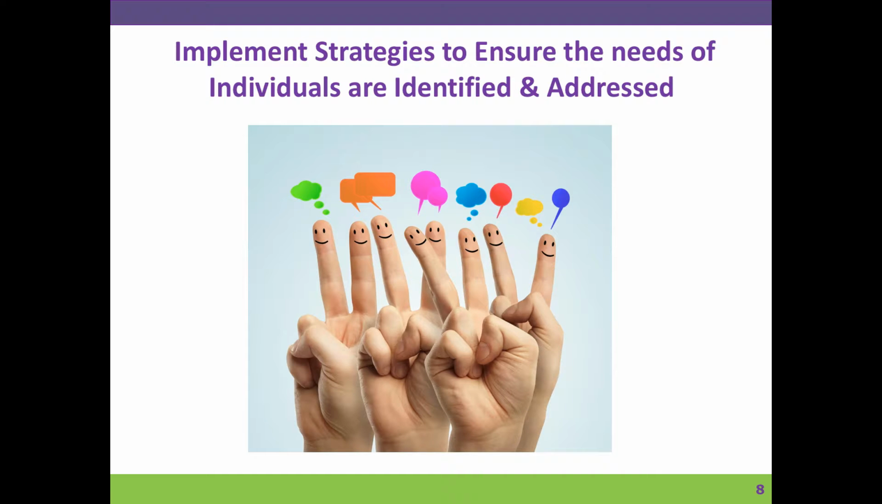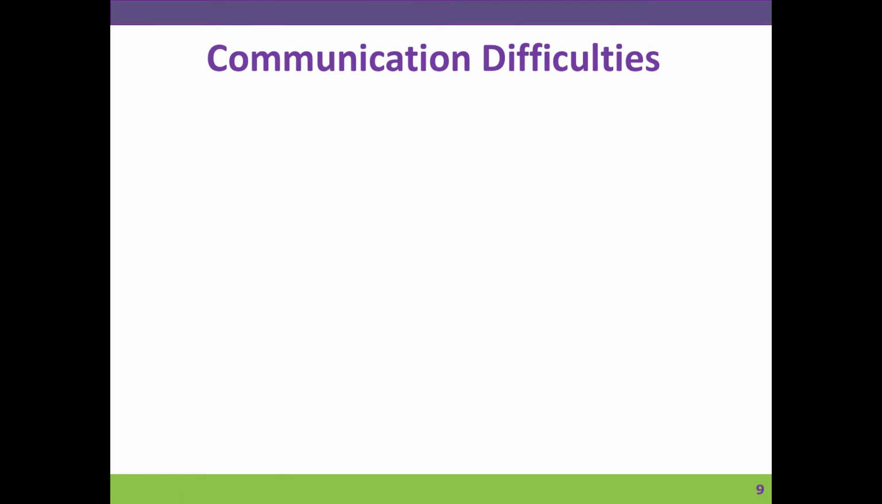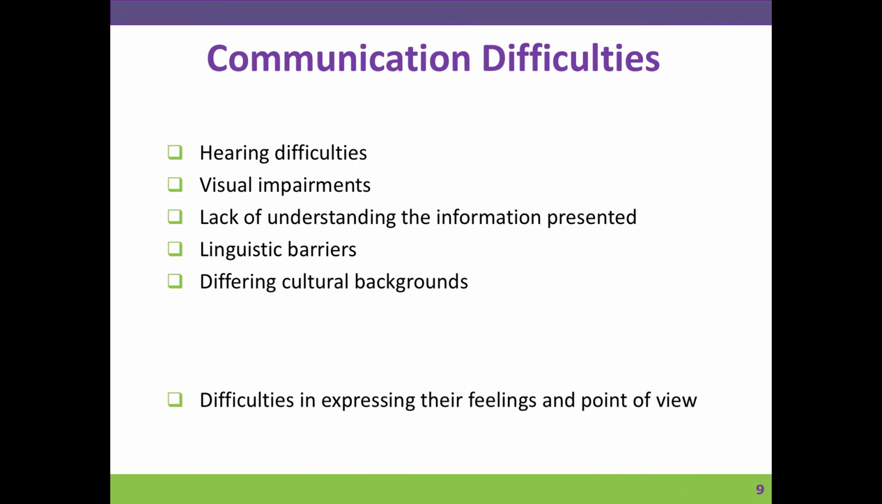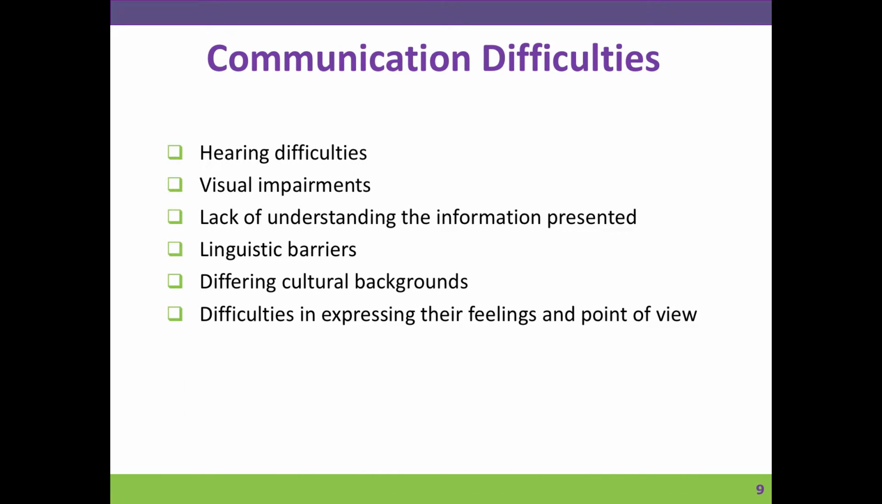Group members may experience communication difficulties. These can include things such as hearing difficulties, visual impairments, lack of understanding of the information that's being presented at the meeting. For example, if the individual is unable to follow what's been said, they will most likely not give any feedback or not talk up at the meeting. Linguistic barriers, differing cultural backgrounds, difficulties in expressing their points of view, the lack of confidence or self-esteem, and therefore the individual doesn't speak up or say anything during the meeting.